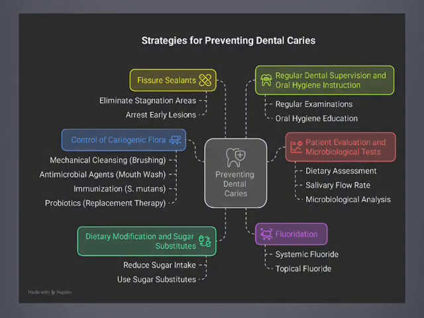Preventing dental caries involves multiple strategies. These include fissure sealants to block vulnerable grooves, controlling cariogenic bacteria through brushing and antimicrobial agents, dietary modifications to reduce sugar, fluoridation to strengthen enamel, and regular dental checkups with microbiological assessments. Together, these approaches help maintain oral health.